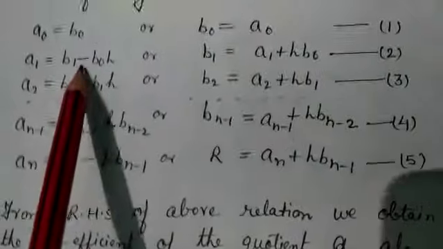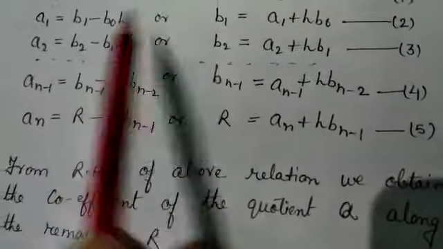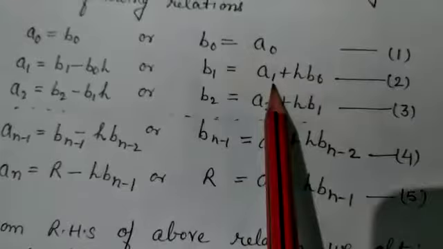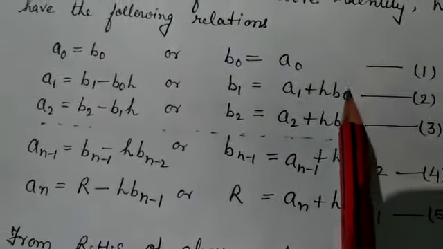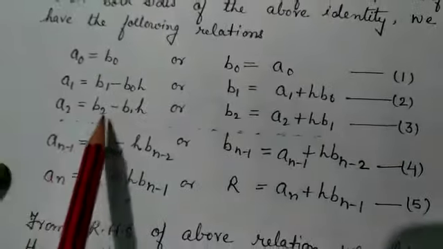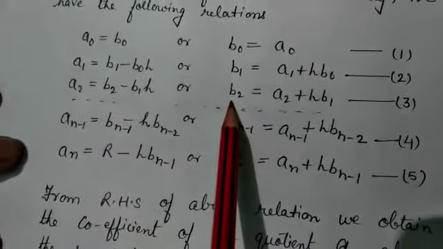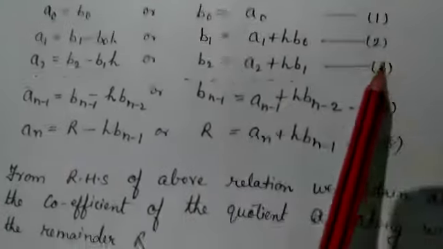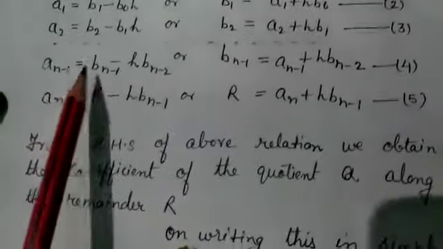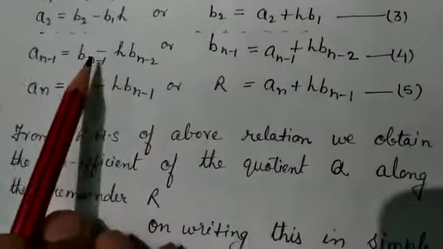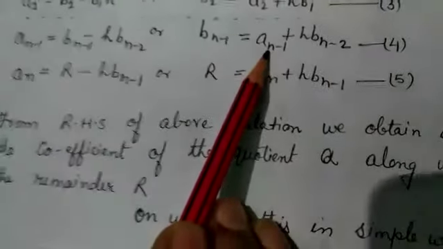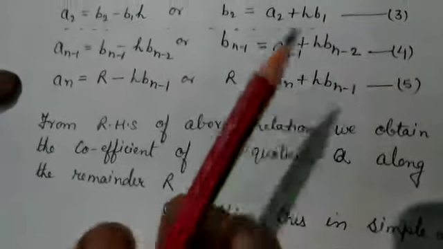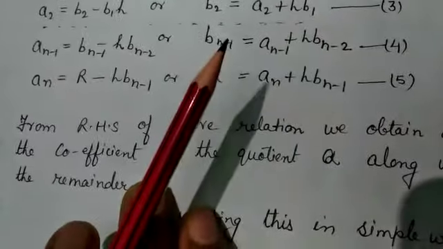a1 will be equal to b1 minus b0 h, or we can write b1 equals a1 plus h b0. Similarly, a2 will be equal to b2 minus b1 h, or b2 equals a2 plus h b1. Let us take it to be equation number 3. And further on, a(n-1) will be equal to b(n-1) minus h b(n-2), or we can write b(n-1) equals a(n-1) plus h b(n-2). We'll assume it to be equation number 4.